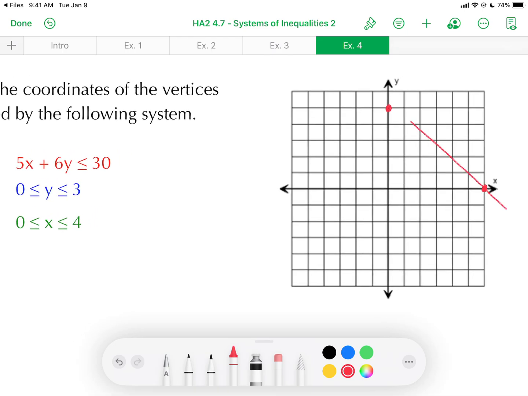And that should be a solid boundary line. Test point of the origin would lead me to 0 is less than or equal to 30. Definitely a true statement. So for that, I would shade below.